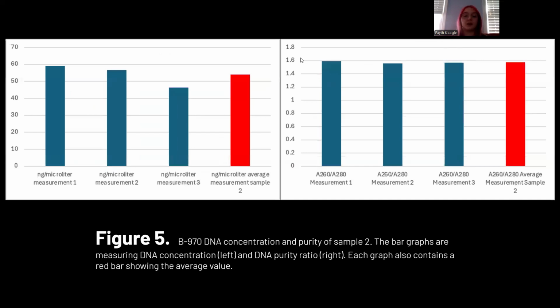For figure 5, it's set up the same way that figure 4 was set up, except for this figure, we're looking at sample 2 instead of sample 1. For sample 2, the DNA concentration lies right around 54 nanograms per microliter, and the DNA purity ratio is higher than sample 1 at about 1.6. So this indicates to us that sample 2 is more pure than sample 1 because it's closer to that goal of 1.8.